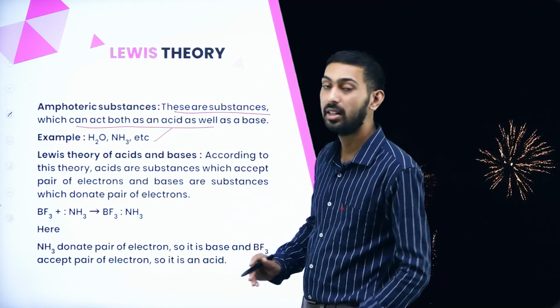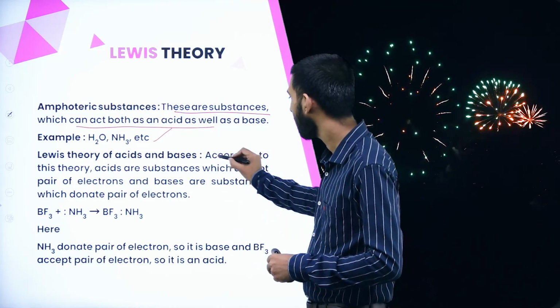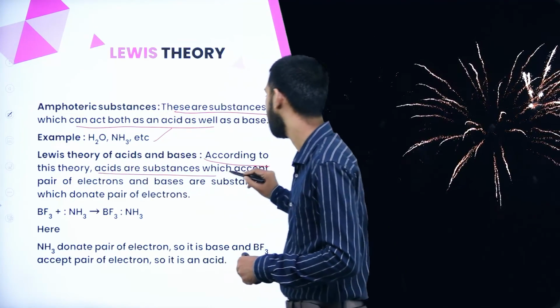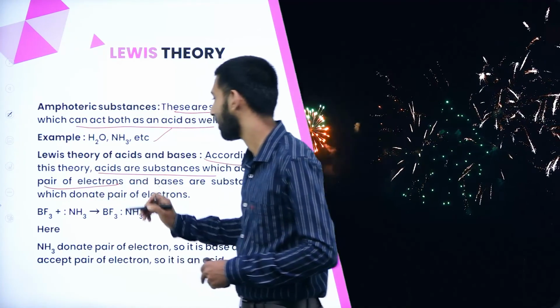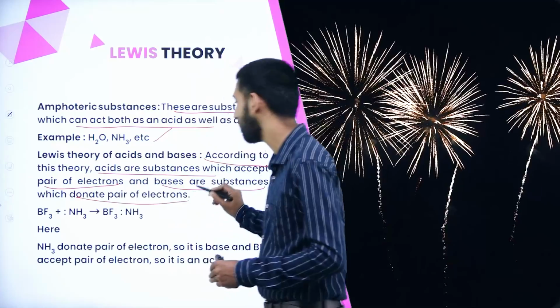Okay, next thing is Lewis theory of acids and bases. According to this theory, acids are the substances which accept a pair of electrons, but bases are the substances which donate a pair of electrons.